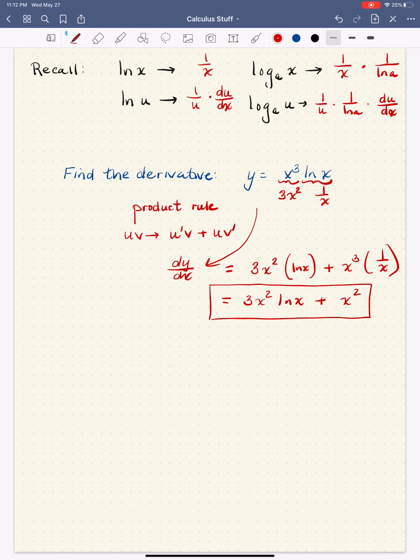You may be tempted to factor out an x squared. You are more than welcome to do that. It's not going to get us anywhere right now until we actually start using derivatives.